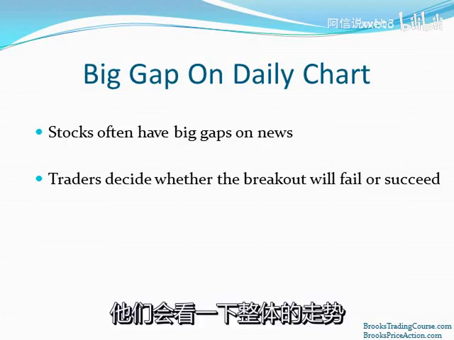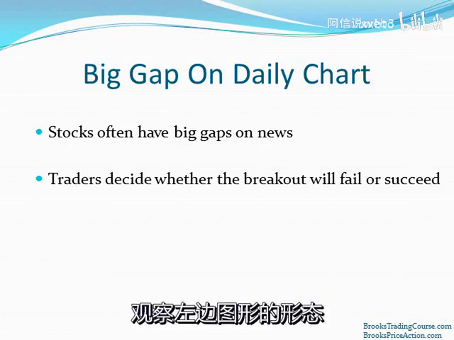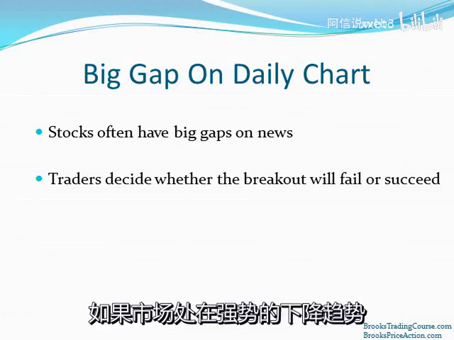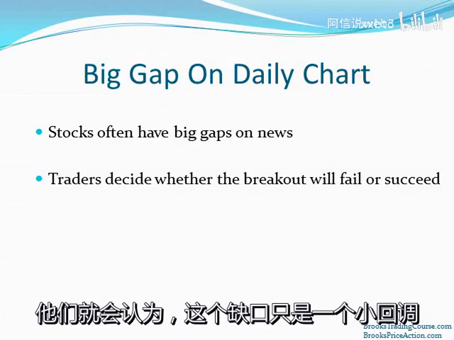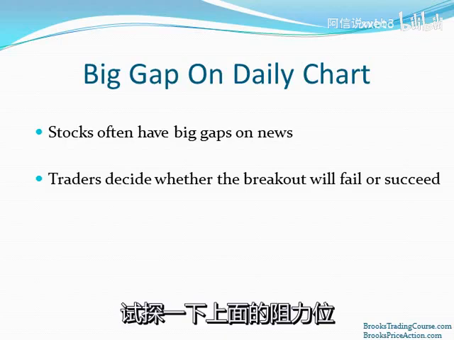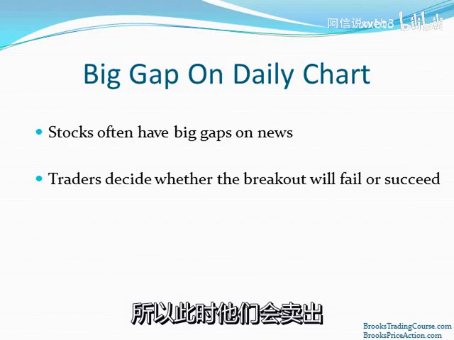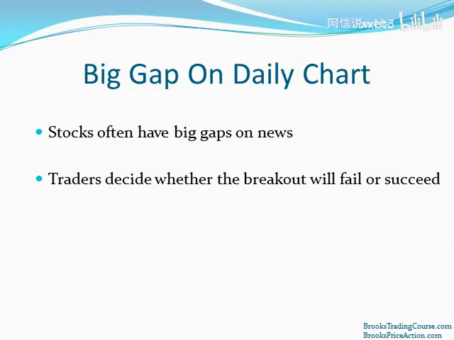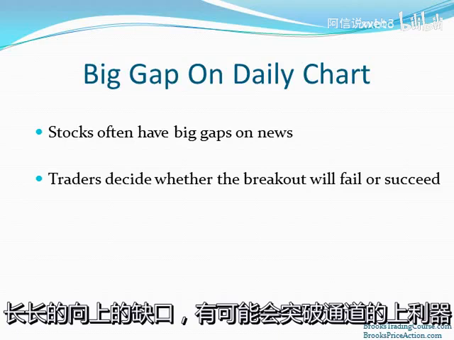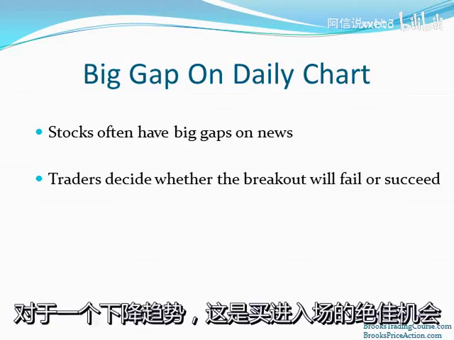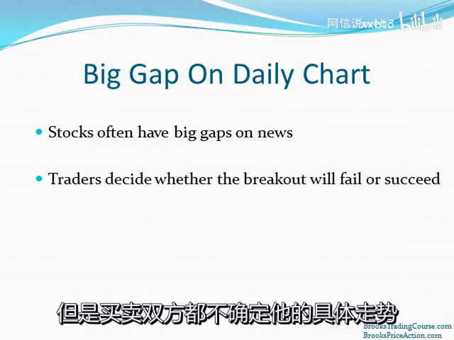Not necessarily. They'll look at the big picture. They look at all the bars to the left. If the market is in a very strong bear trend, they'll assume that the breakout is just a buy vacuum up to test resistance, like maybe the top of a channel, and they'll look to sell. You'll also have other traders who'll say, big gap up, maybe it'll break out above the bear channel if it's in a bear trend. What a great opportunity to buy on strength, expecting follow-through buying.